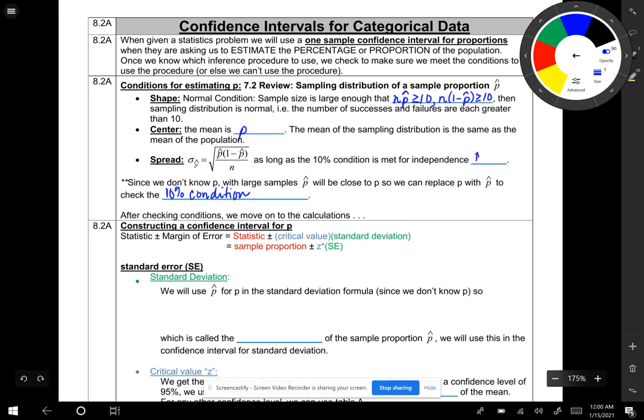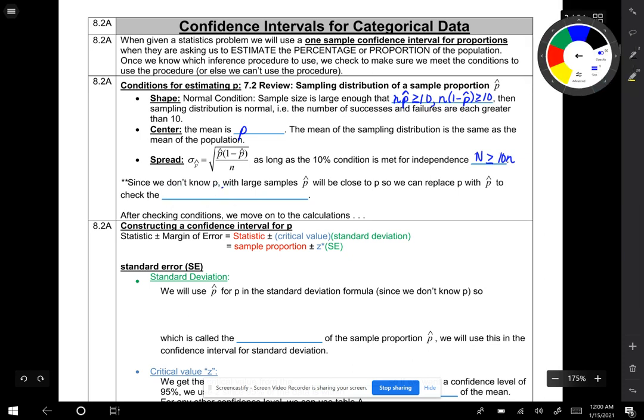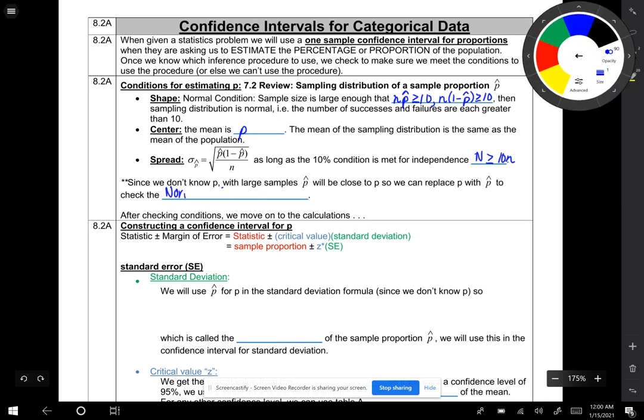And this is n is greater than or equal to 10n. This actually is the normal condition, because that's where we first replaced p hat for p. So let me go over here and erase that and put the normal condition, because that statement is actually referring to this.